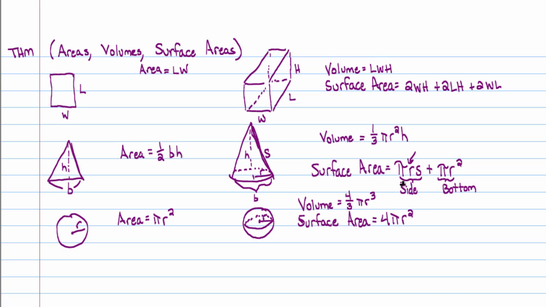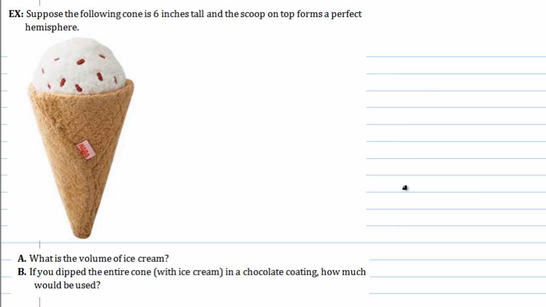Now let's just do a single example here, because areas and volumes and surface areas, you could do tons of examples. So I'll just do the one. Suppose the following cone is 6 inches tall and the scoop on top forms a perfect hemisphere. That means a perfect semicircle. So it's half a circle up here, or half a dome. I know the height from here down to here, they tell me, is 6 inches. And this is a perfect hemisphere, and let's pretend it's a hemisphere of radius, because I didn't put a radius on there, let's say 2 inches.